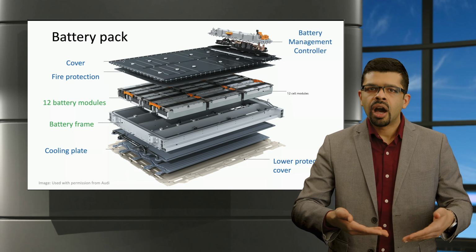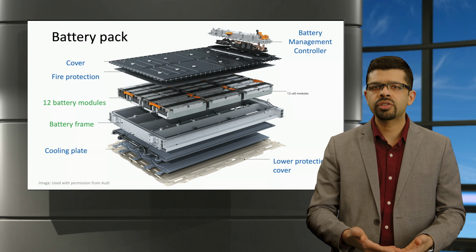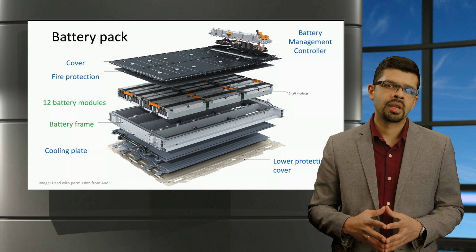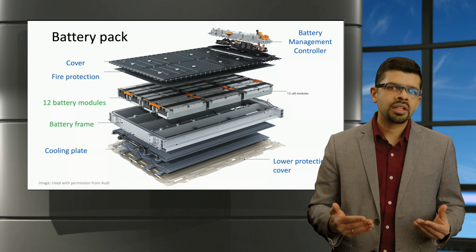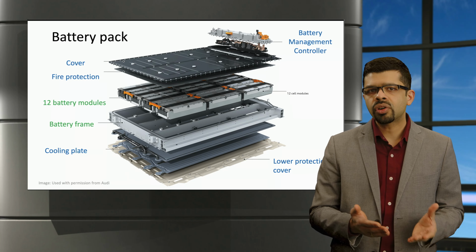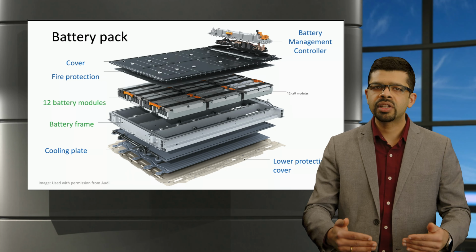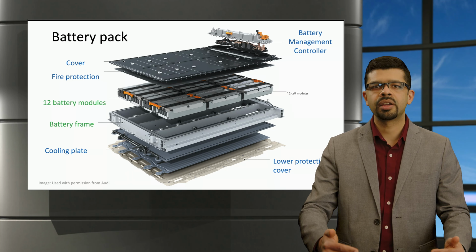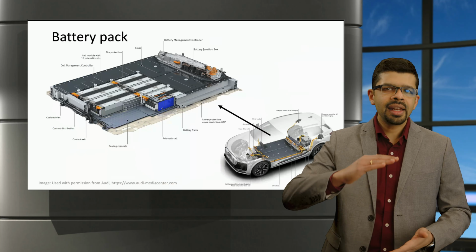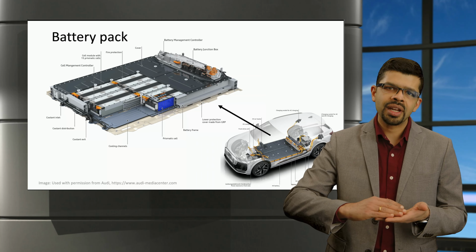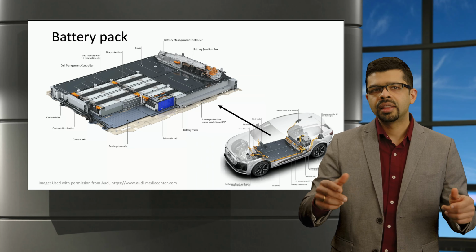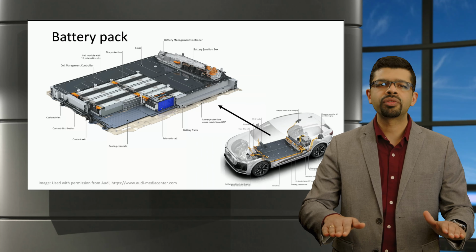A lower protection cover provides underbody protection as well as improves the thermal insulation of the battery from the environment. Such insulation ensures that the battery can be cooled or heated more efficiently with limited losses to the environment. The layers are then stacked together to create an integrated battery pack that can then be placed at the bottom of the electric vehicle.